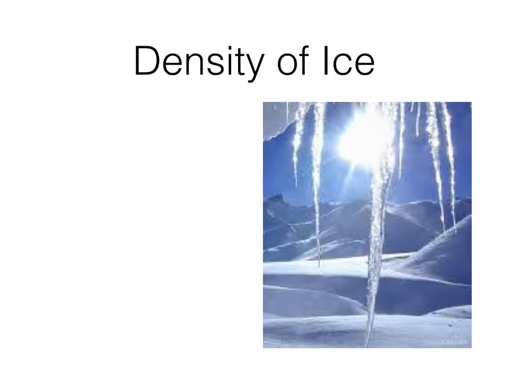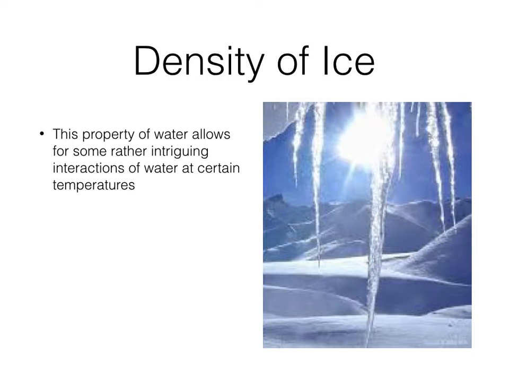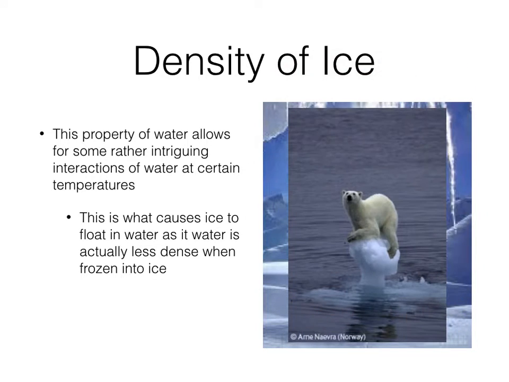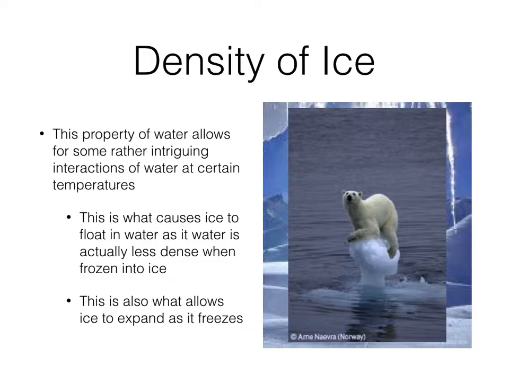So the next property we're going to talk about is the density of ice. This property of water is rather intriguing, and it has a couple of interesting interactions. For starters, ice is less dense than water, which is caused by the property we'll get to in just a second. But because ice is less dense than water, it floats. Kind of like this polar bear. It's so strong it even holds massive polar bears like that. I'm sure that polar bear weighs a bunch of pounds. That poor polar bear, I feel bad for him.